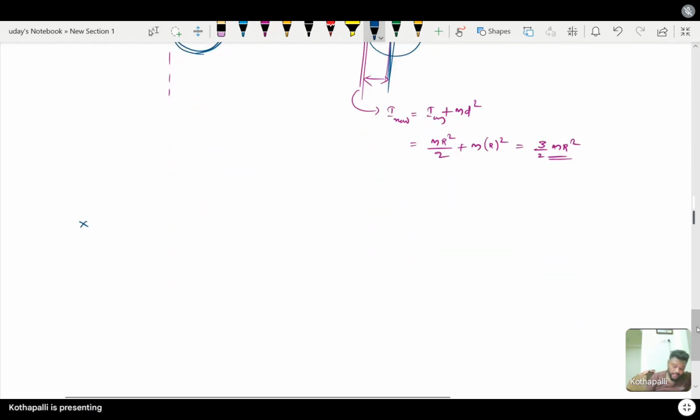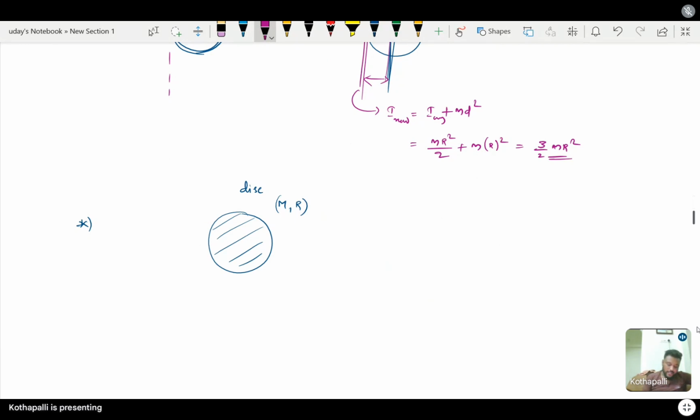Now one more question. You have to solve this. There is a disk of mass m and radius r. I want the moment of inertia about an axis passing through its edge and perpendicular to the plane.